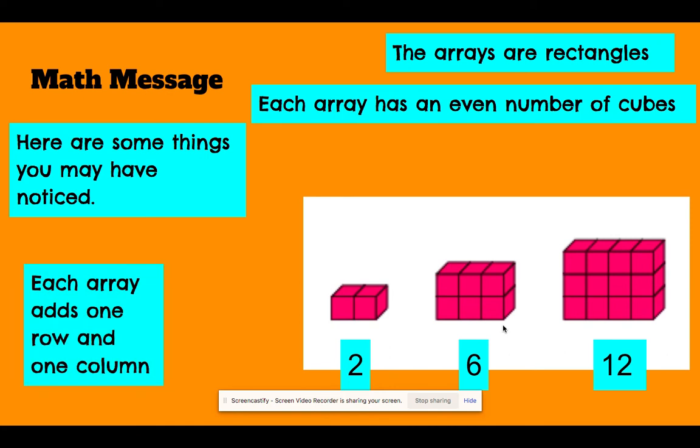Now, you may have also noticed that each array, as it gets bigger, you add one row and one column. So here we go. So here we added a row and a column. So we had one row here and then this column here. Same thing here. So if you look here, we have the original six. And then if you add another row here and then another column here, that's how they build upon each other. So again, that's another pattern you may have noticed.